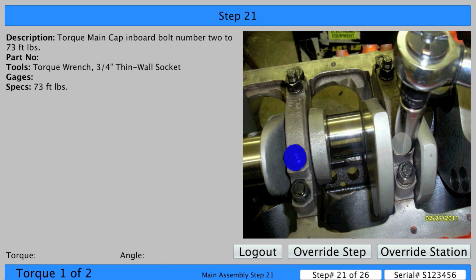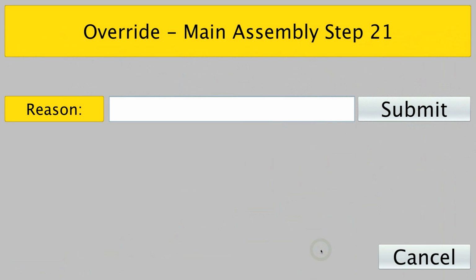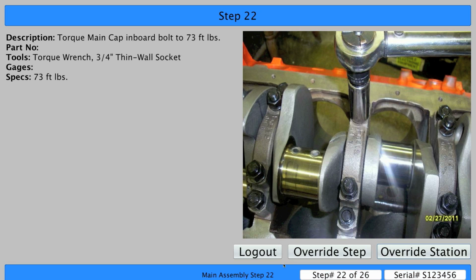Now we're going to demonstrate overriding the step. This will be shown in the part history later. So we'll click override step and give a reason. Tell it we're simulating the torque. This goes into the part pedigree as well. And we skip the step and go on to step 22.